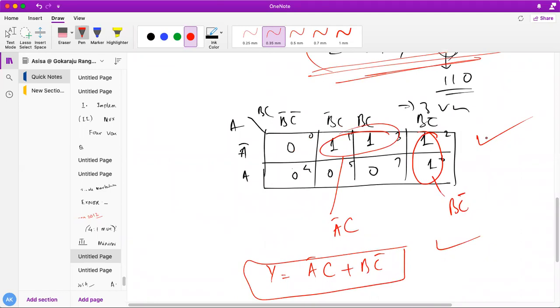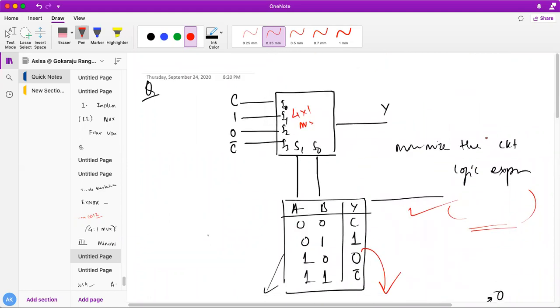Any doubt on this? So this is my simplified version of the given circuit. The simplified logical expression I have got for the output Y is, obviously there is a choice, A bar C or B C bar, just choose it, nothing else. Very simple. Okay, any doubt on this? So this is actually my third bit.